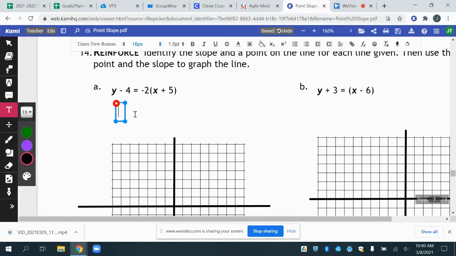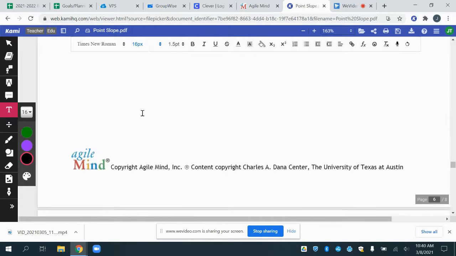Here's what I notice. M equals negative 2. So it'll go over 1 and down 2 every single time. The point it goes through is negative 5, 4. Remember, we're subtracting in that formula. So if it's adding, that means it's adding a negative, or subtracting a negative, like we did up here.